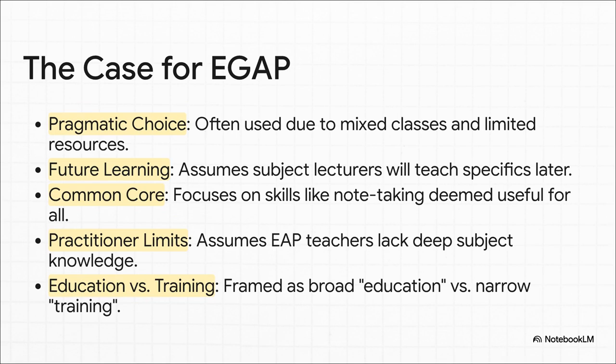But then you look at the case for EGAP, and, by contrast, it often sounds like it's on the back foot, almost defensive. So many of its justifications are about practical problems, not pedagogical strengths. Things like, we have mixed classes, or our teachers aren't experts in biochemistry. The arguments are often rooted in limitations, which isn't a great place to be.